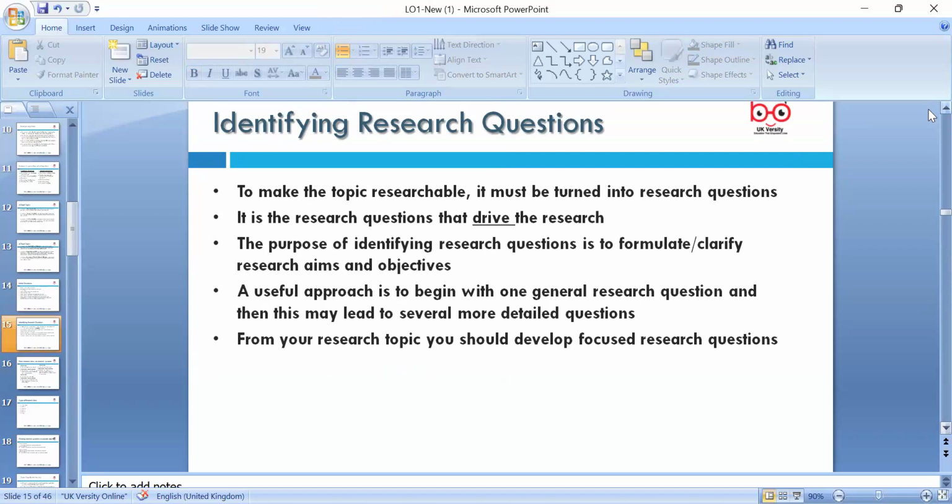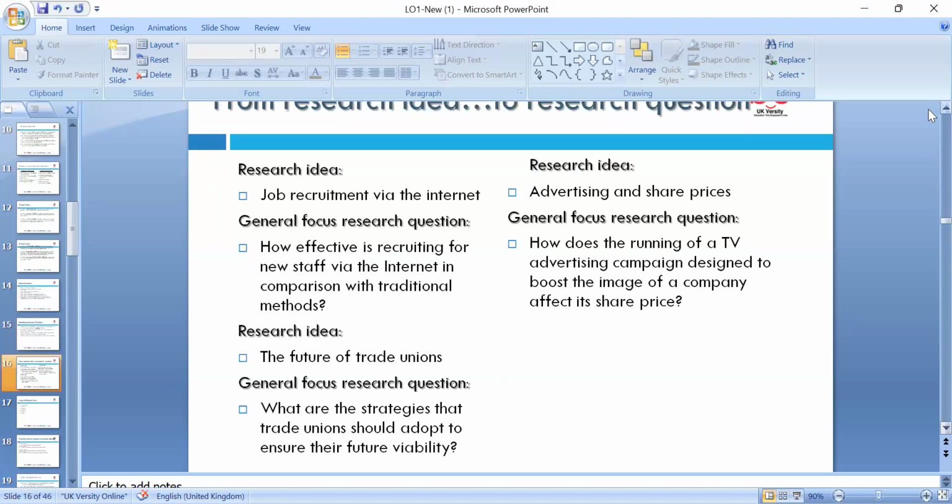Identify the research question. To make a topic researchable, it must be turned into a research question. We can look at the drive and the purpose of the research, identify the research question, formulate it, and use it. Any questions, please, if you have, you can ask.